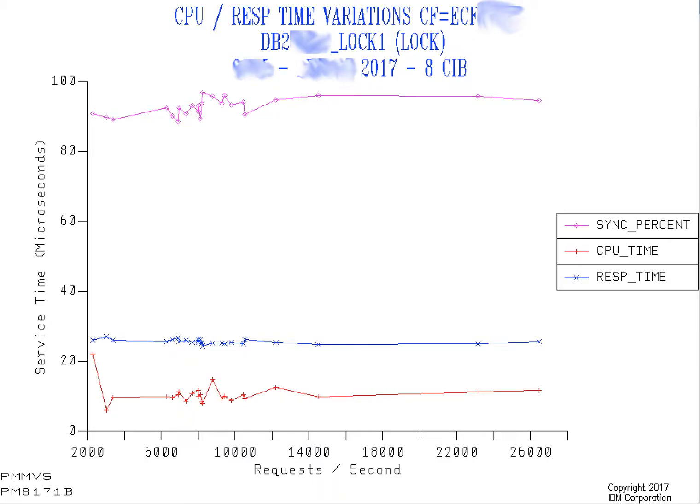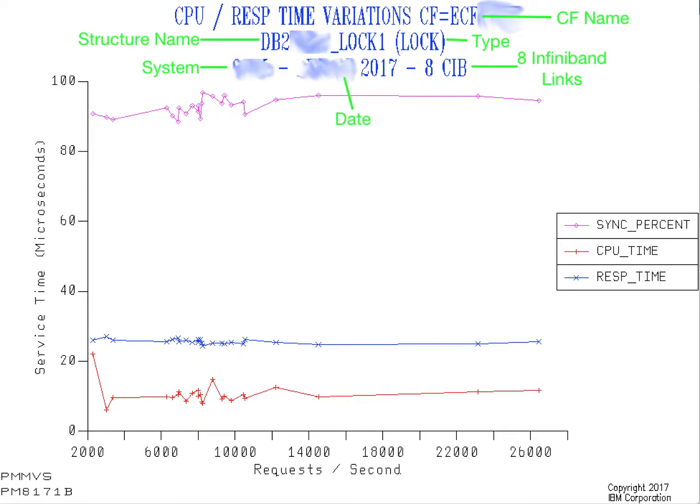So I thought this time I'd try a little obfuscation and annotation just to try out some new techniques. So this graph is a stock graph for us, and basically it depicts what happens when a particular system talks to a particular coupling facility structure. And I've marked up the obfuscations and the key points in terms of names and so on.